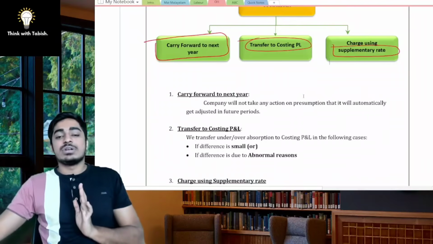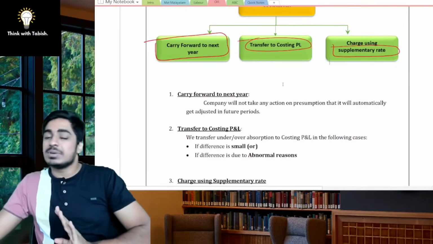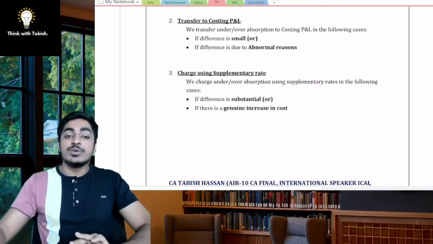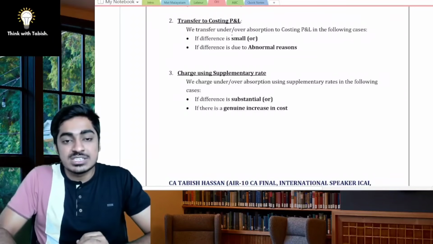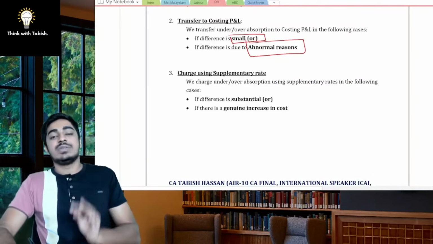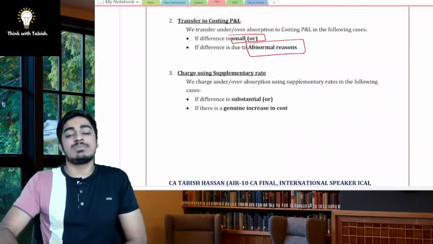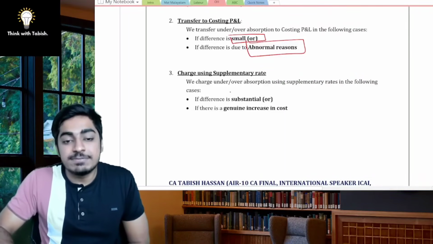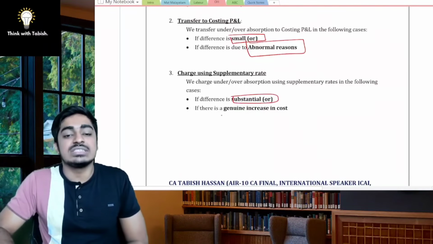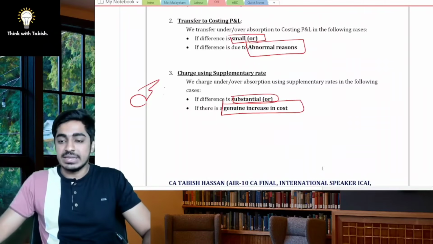First, carry forward to next year. The company will not do anything. It will say this year's under absorption will be adjusted by next year's over absorption. So chill. Transfer to costing P&L: when do we do this? If the difference is small, or if the difference is due to any abnormal reasons, then we transfer the under or over absorption to costing P&L. And charge using supplementary rate: when do we do it? If the difference is substantial, a big difference, or if it is due to a genuine increase in cost, we charge the under or over absorption using supplementary rate.